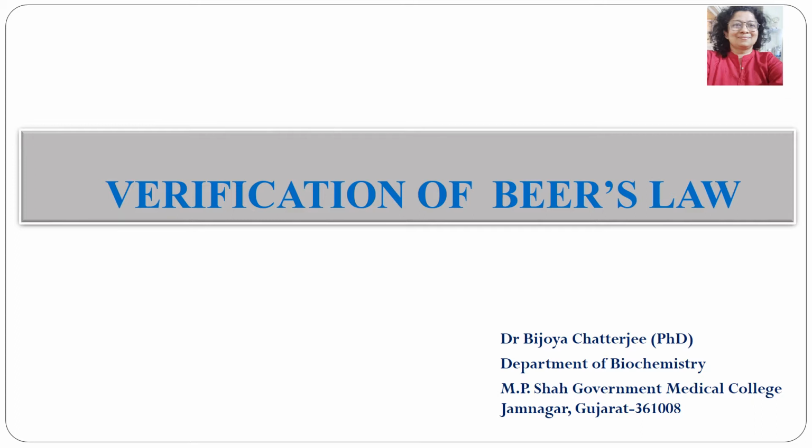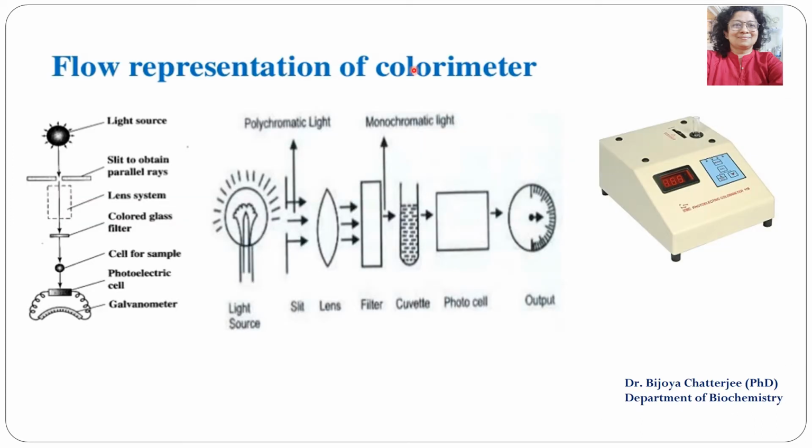Today we shall see the verification of Beer's law using 0.5 milligram percentage of KMnO4. So let us begin. Now this is the flow diagram of a colorimeter. We will use the colorimeter to verify the Beer's law.